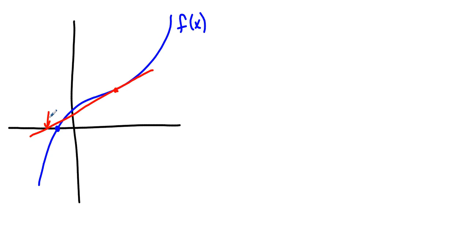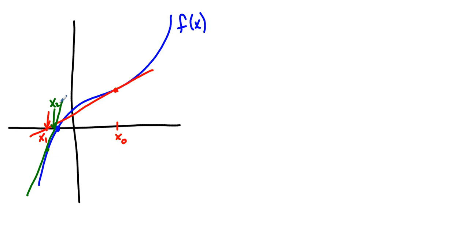This thing is our next guess for where the root is. So we guessed something here, and then this becomes our next guess for where the root is. And you say, well, okay, what's the tangent line at this point? Well, the tangent line at this point goes like this, and it hits the x-axis there, and that spot is our next guess for where the root is.